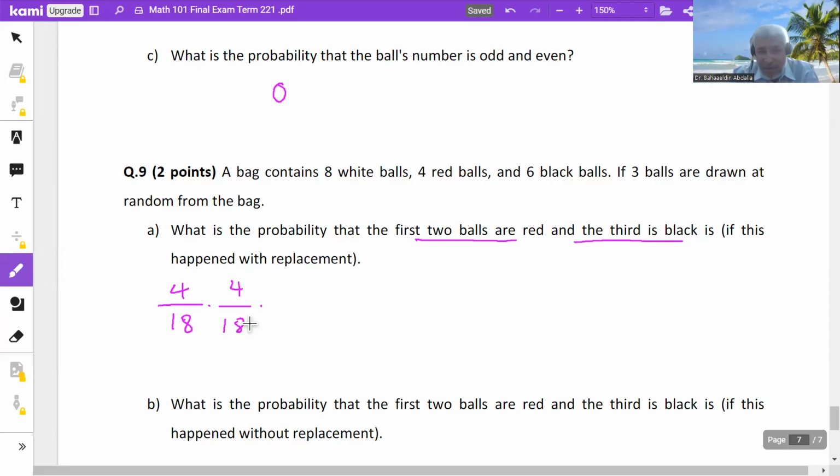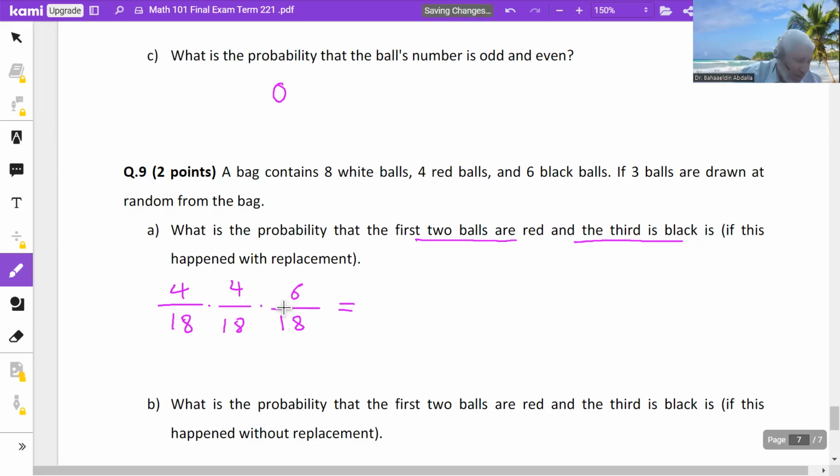Okay. Now the probability of the third ball, I need the third ball to be black with the replacement, so I still have 18 balls. Every time I have 18 balls because I put the ball back. That's the meaning of with replacement. And how many black balls? I need 6. So that would be the answer.